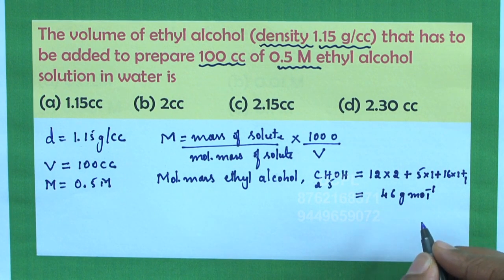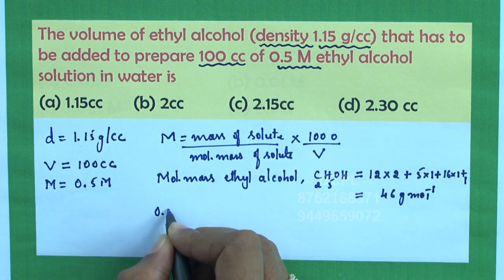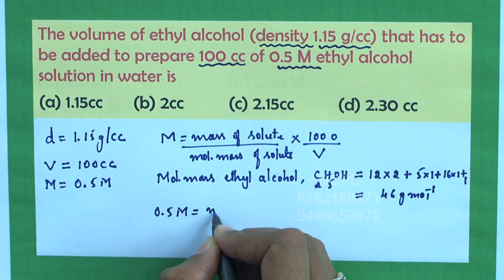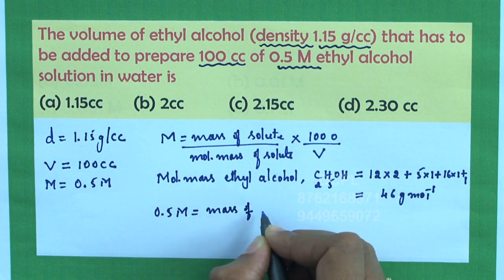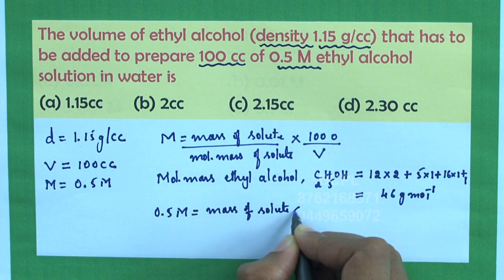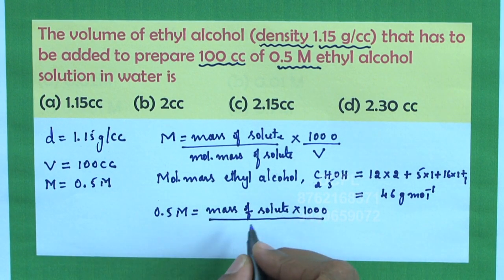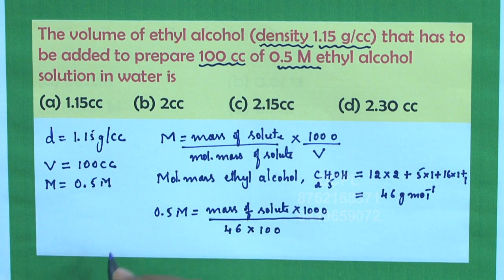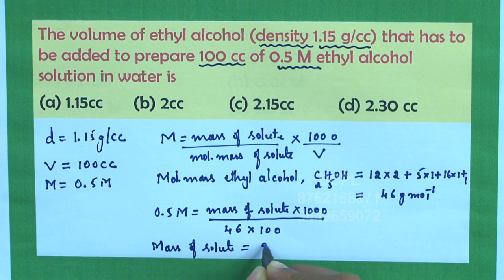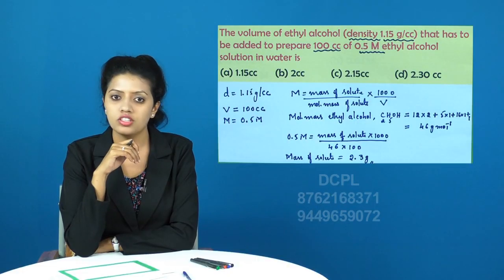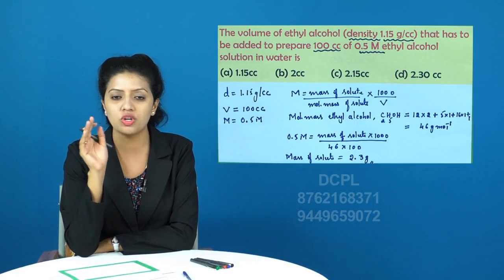Now, on substituting these values, we get 0.5 molar is equal to mass of the ethyl alcohol into 1000 divided by 46 into 100. Upon simplification, we get the mass of the solute, that is ethyl alcohol, as 2.3 gram.